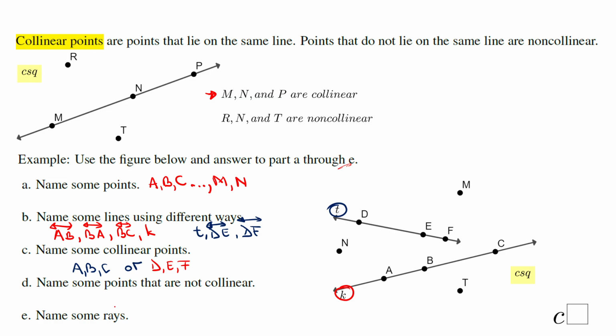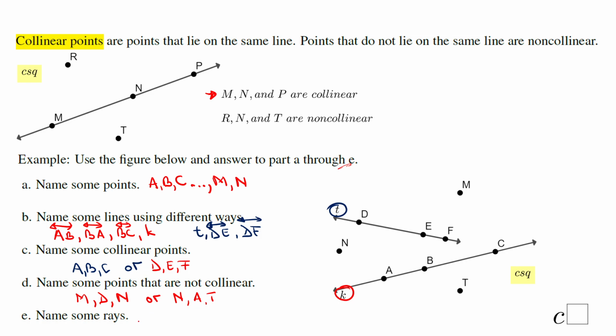Name some points that are not collinear. I think the easiest one to see is M. And I can pick any other point on line T, let's say D. And those 3 points, you notice, are not on the same line. We cannot connect them with one line. Can I get another one? I think I can. Let's say N, A, T. And like I said, you have many choices here to find 3 points that are not on the same line.